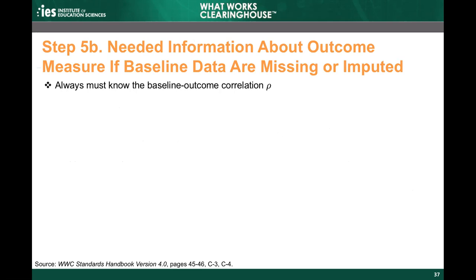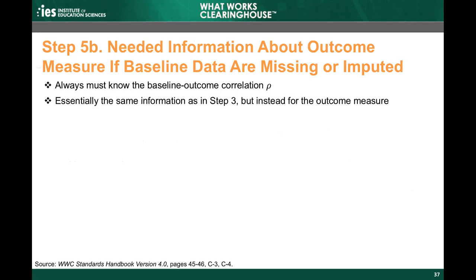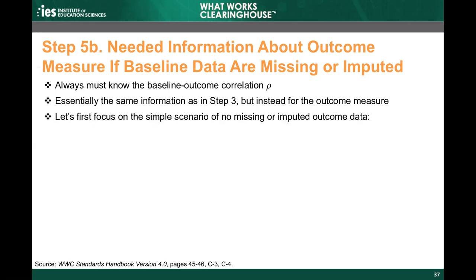So this slide will talk about the information that is needed to complete this step. We always must know the baseline outcome correlation because in this case, we're going to use information about the outcome measure to bound what the potential baseline differences are. And we essentially need to know the same information as we did in step three, but this time about the outcome measure. And so let's first focus on the simple scenario of no missing or imputed outcome data.